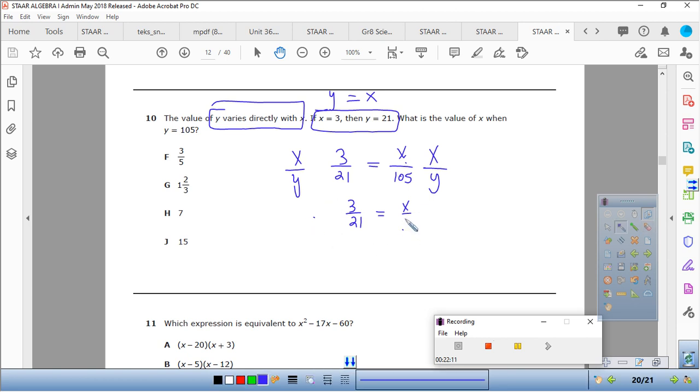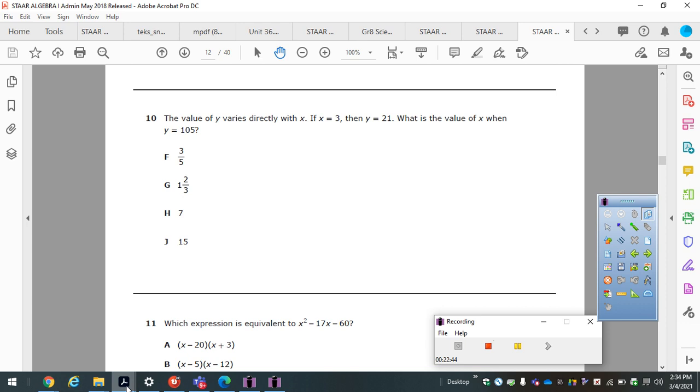Once you get something like this, it's bat and ball. 21x is equal to, I'm going to multiply these two, 3 times 105, so it's basically 21x is equal to 315. Divide by 21, divide by 21, so on the calculator, I'm just going to do that, 315, okay.